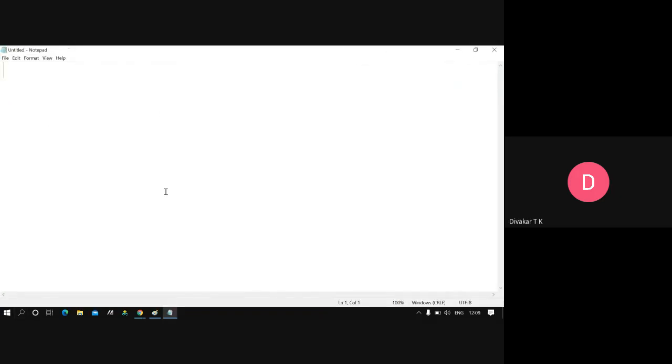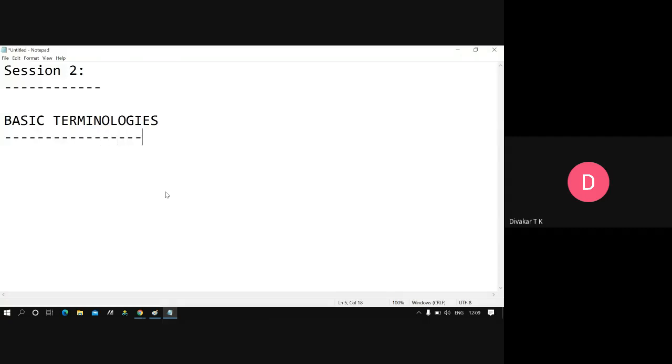So now, in today's session, this is session number 2. We are going to discuss something called basic terminology. A few basic terminologies are there in this particular subject. First of all, the first one is symbol.